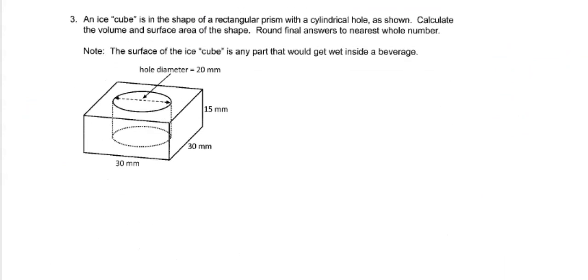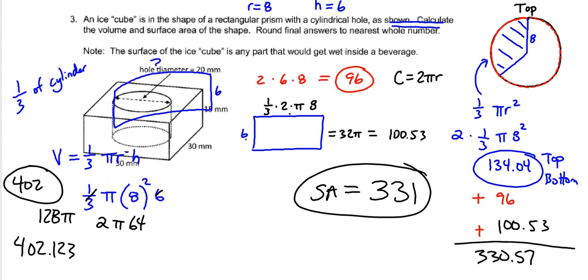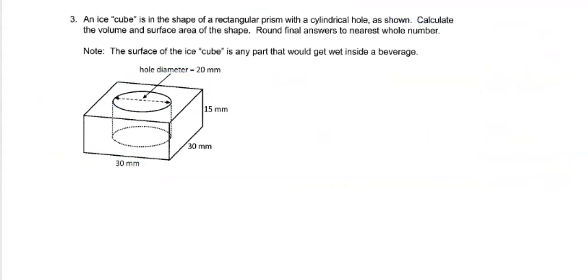Number 3, we have this weird ice cube shaped thing. It says it's a rectangular prism with a cylindrical hole. Calculate the volume and the surface area. Round all the answers to the nearest whole number. So volume is always easier. It's basically going to be the volume of the box. But that would be too much. Then we got to cut out the cylinder.